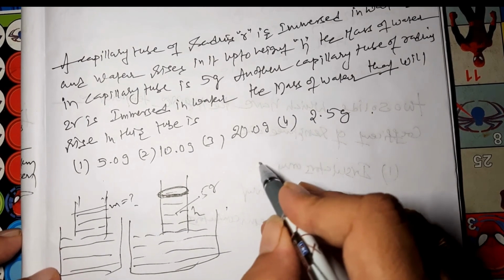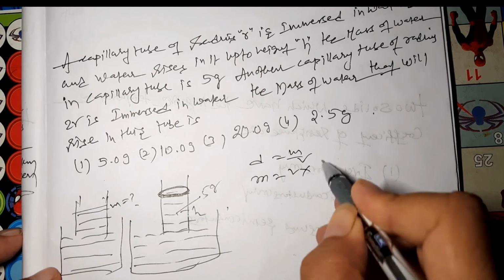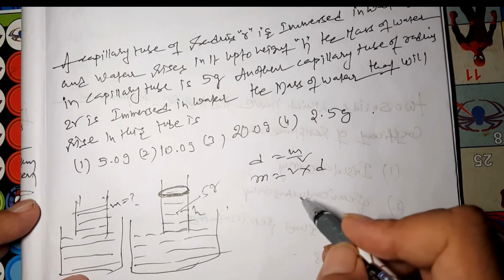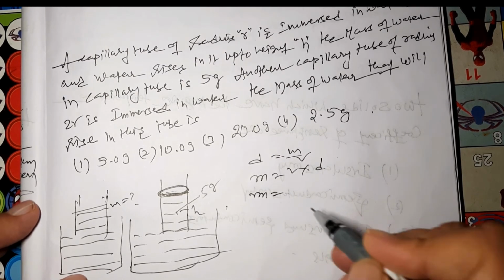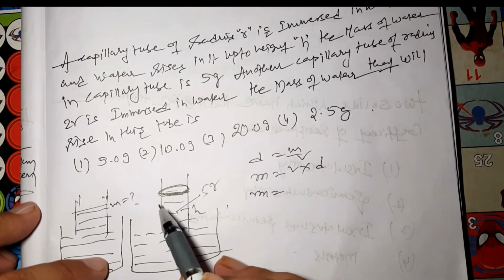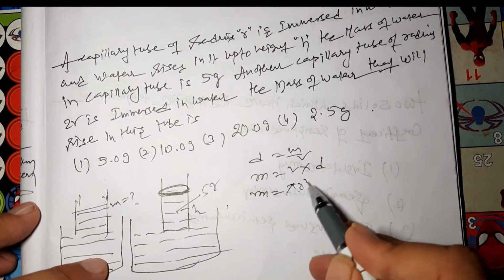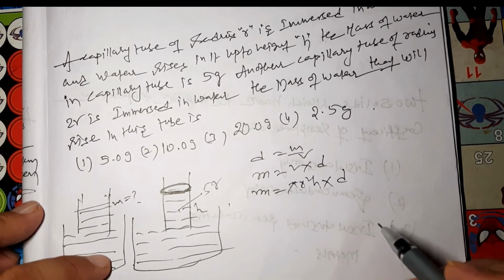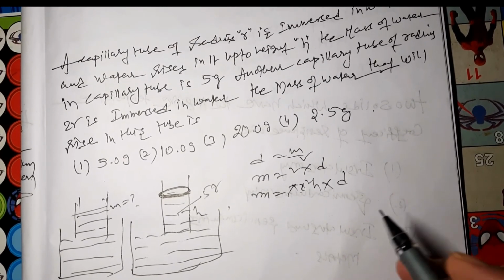We know that density is equal to mass by volume, so mass is equal to volume into density. Volume is equal to how much? The circular shape gives pi r square, and the height is h. So pi r square into h, into d, the density of the water.